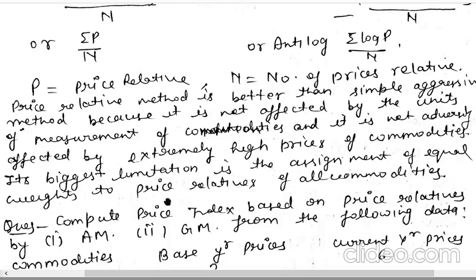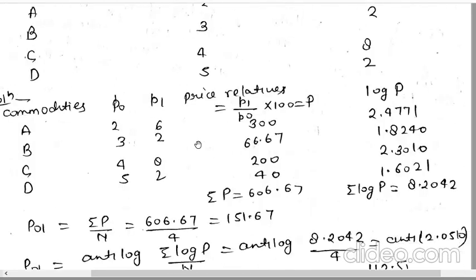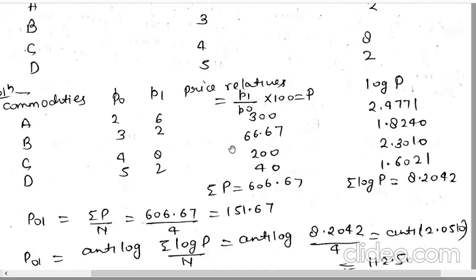So there is another example here. Compute price index based on price relatives by arithmetic mean and geometric mean from the following data. So commodities are given, base year and current year are given. So P naught, P1. So you need to calculate first P1 upon P naught into 100, right? This is your price relatives. So summation P upon N, you can also write here P01.